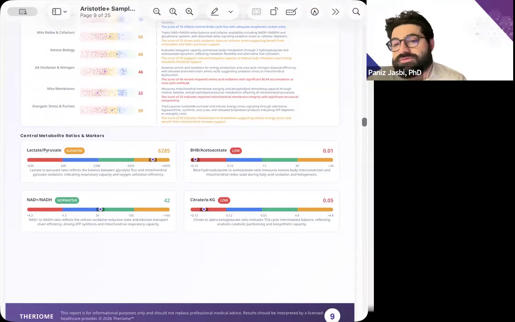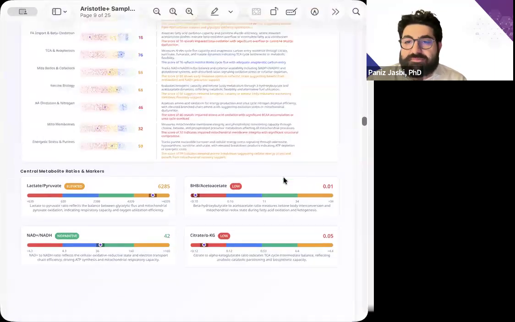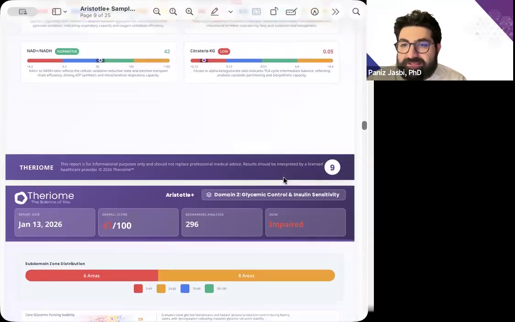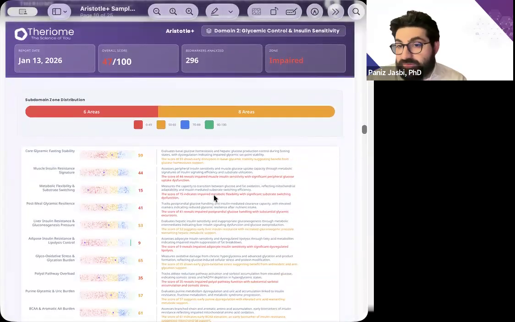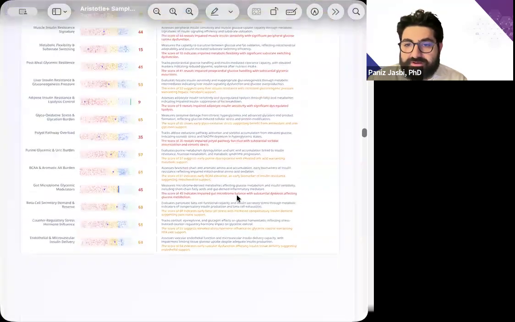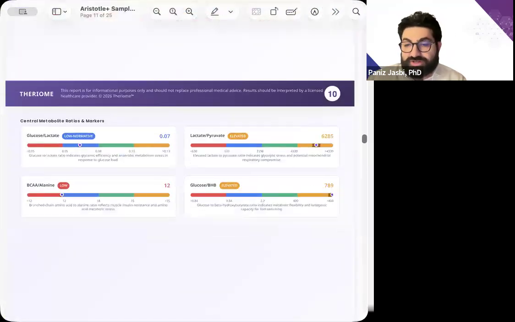So here's how to use the domain pages efficiently. Pick one priority domain, then identify the 1 or 2 most impaired subdomains. Those are the bottlenecks most likely to constrain progress. Then look at the central ratios. If a ratio is elevated or low, treat it as a confirmatory mechanistic signal. It helps you validate whether the story is coherent and gives you a measurable target to revisit at follow-up.